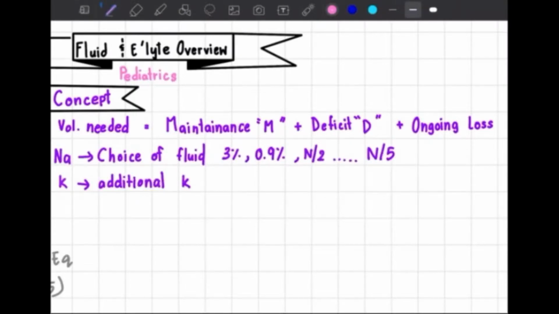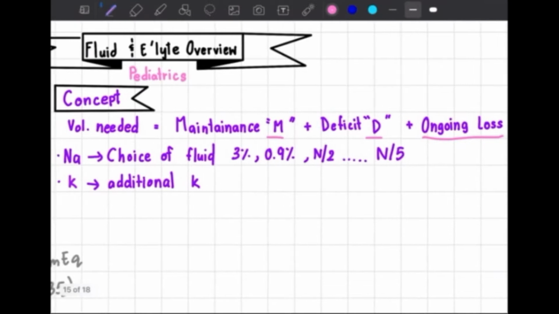All right, so now let's talk about the concepts. To calculate the total volume needed for one person, you have to know the maintenance fluid of that person, which is the volume of fluid that person needs in one day to function normally. And then the deficit volume, which is how much volume that person has lost throughout the course of the disease, and then the ongoing loss.